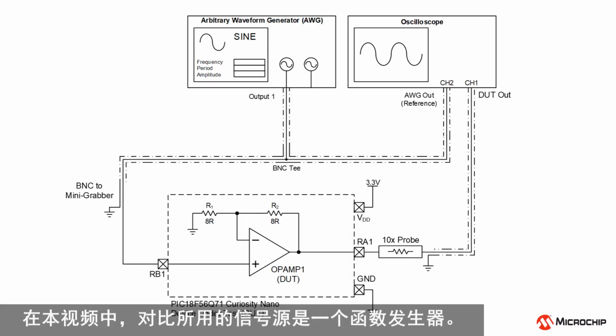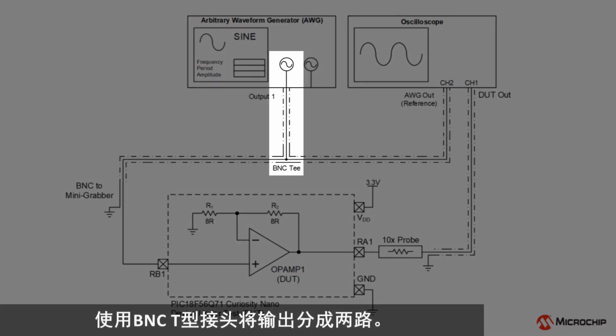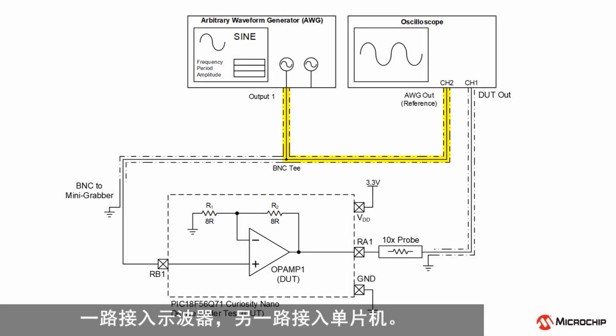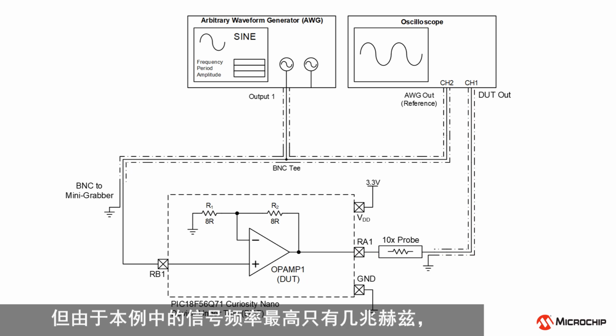My signal source for this comparison is a function generator. I'm using a BNC T-junction to split the output. One output will go into the oscilloscope, while the other goes into the microcontroller. The output of the OPAMP is captured with a 10x probe. This setup isn't ideal for high frequencies, but since we're only at a couple megahertz maximum, signal integrity should be sufficient for a comparison.